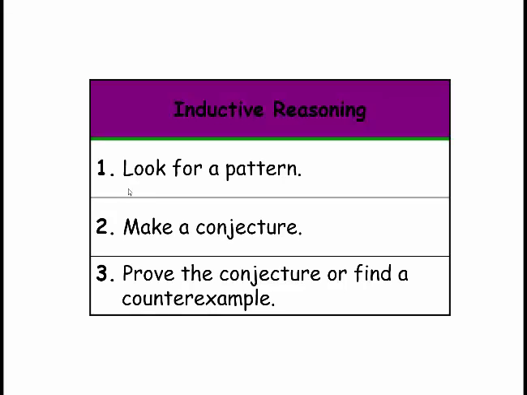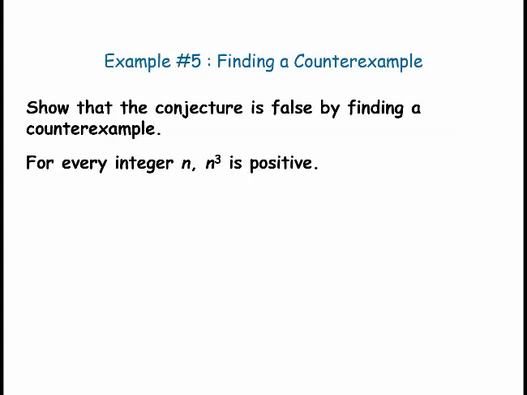So inductive reasoning, again, look for a pattern, make a conjecture, prove the conjecture, or find a counterexample. Example number 5. Let's do another counterexample. Show that this conjecture is false by finding a counterexample. For every integer n, integers are numbers like -2, -1, 0, 1, and 2, n to the 3rd power is positive.